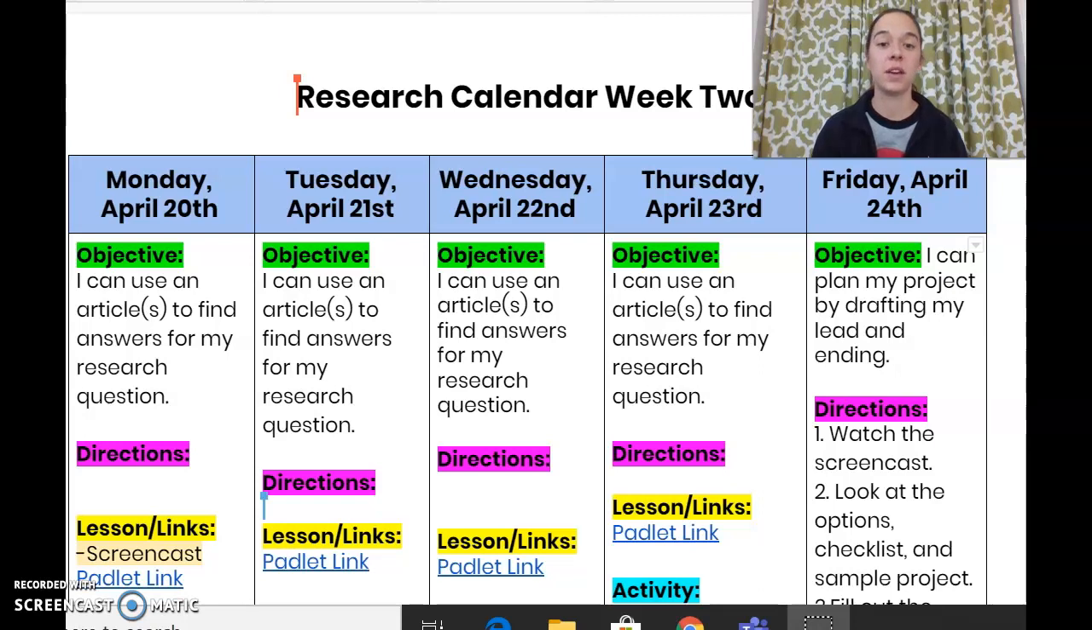I am going to be walking you through your objective and your directions today, as well as your activity at the end to look at how to end your week of research here. All right, so our first one is your objective. I can plan my project by drafting my lead and ending. Draft is a really big word here, guys. We are not committing to a final product today. We're just getting some ideas out.